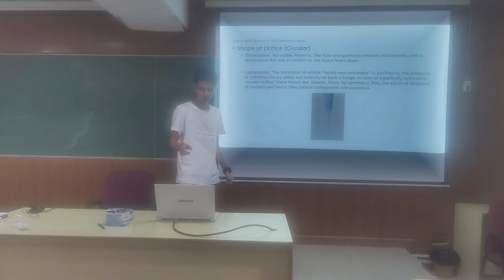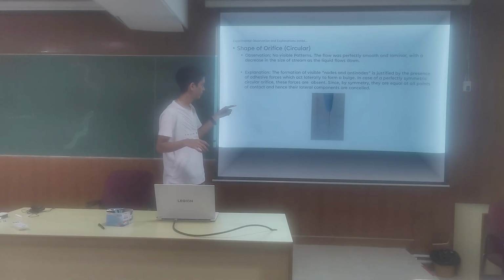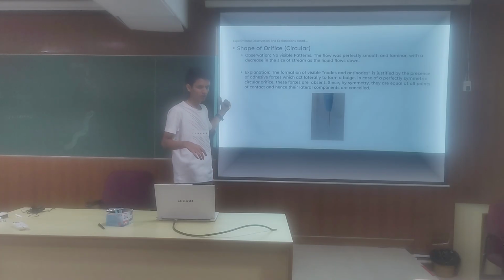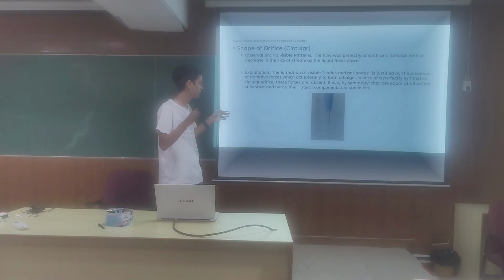And we then did the experiment for different shapes of orifice. So for a perfectly circular orifice, there were no nodes and antinodes formed. We explained this using the theory that we've already used, because there we say that the formation begins due to the adhesive forces, and in the case of a circular orifice, by symmetry the adhesive forces cancel out in the lateral direction. So therefore there is no perturbation to create the initial wave. So nothing happens thereafter.